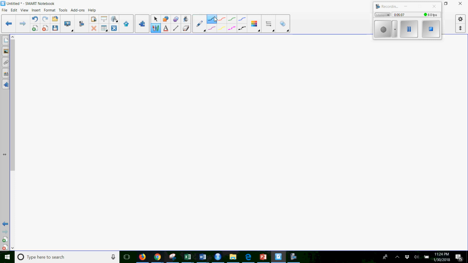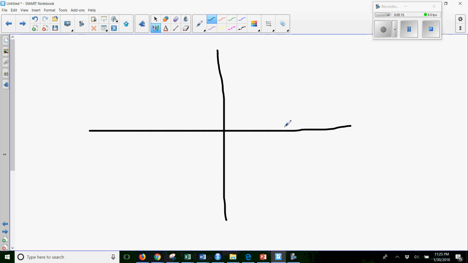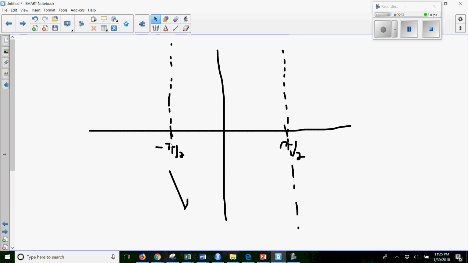Next, I want to look at the tangent. Okay. Now this one has a period of pi. It's a little different. So here, pi halves and negative pi halves. Okay, so that's one complete one. These are asymptotic here. So basically, it has a period of pi from negative pi halves to pi halves.